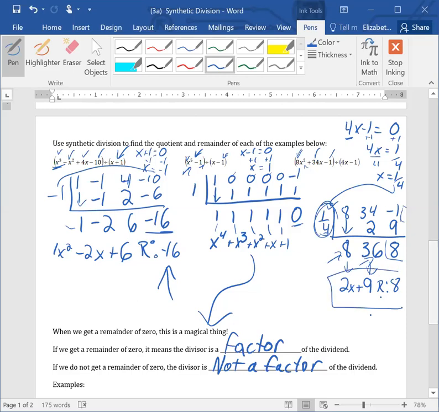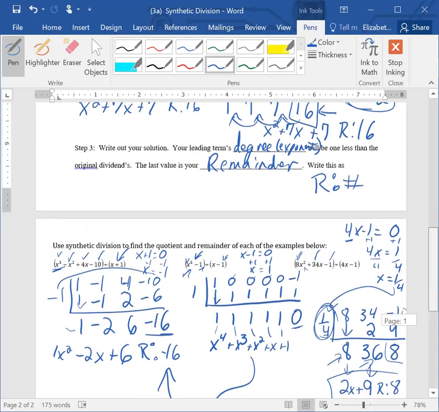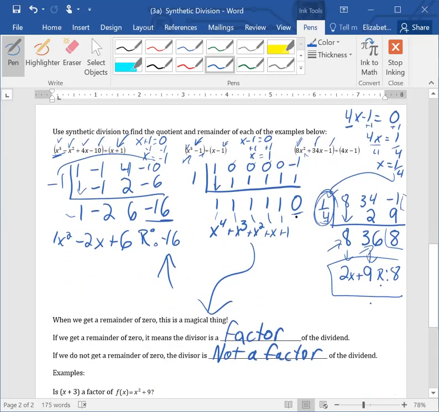All right, so we've kind of gone through this a little quickly, guys. These last ones are just asking, is it a factor? Which means if you divide it and you get a remainder of 0, it's a factor. All right, I don't think we need to do an example of that because we can look right here at these, right? This one had a remainder of 0, is a factor. This one had a remainder of -16, not a factor. This one had a remainder of 8, not a factor.